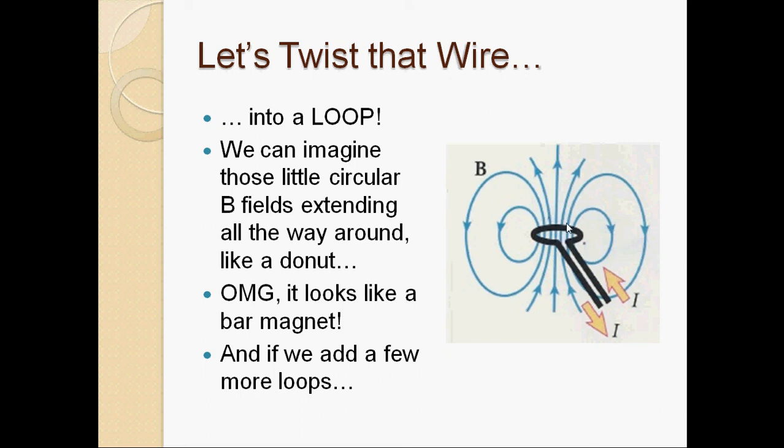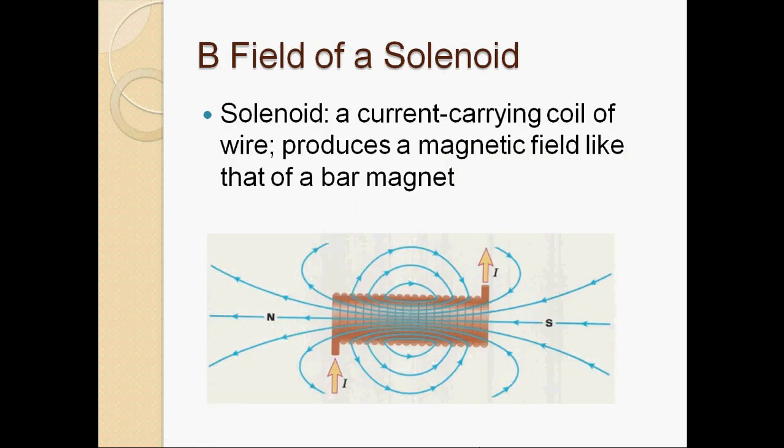If we wanted to add a little bit more power to it, we could simply add more loops around and around and around. We don't just have to go around once. We could continue twirling, and back out again. If we do that, we create what is called a solenoid. A solenoid is just a coil of wire that carries a current, and what we find is that the magnetic field produced by that solenoid looks like that of a bar magnet.